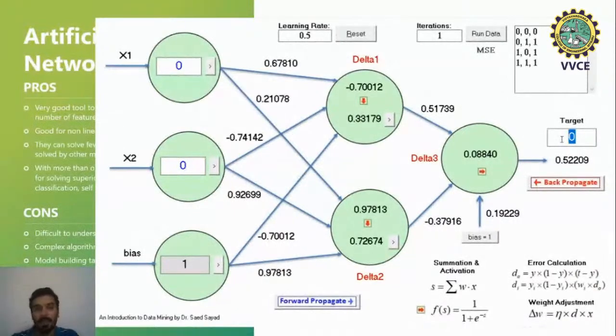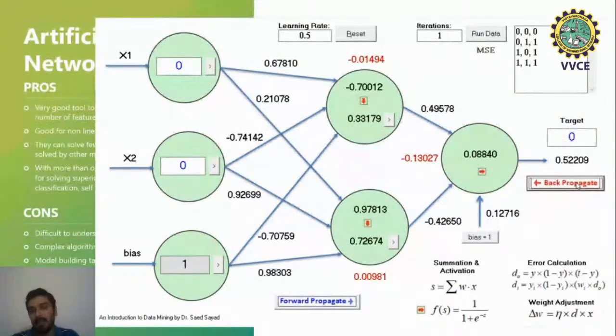Okay, so our error is around 0.48, right, or 478? So if I just click on back propagate, just look at how these weights will get adjusted. For example, if you see this weight, right now it is 0.51739. If I just click on back propagate, this one will change from 0.517 to something else.